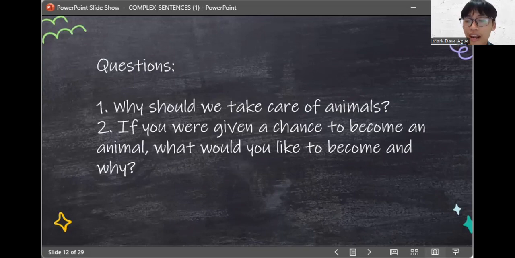So we should take care of animals because they are just like us humans who can feel what we feel. They can feel love, they can feel anger, they can feel happiness, and they also deserve to be treated the way we want to be treated.